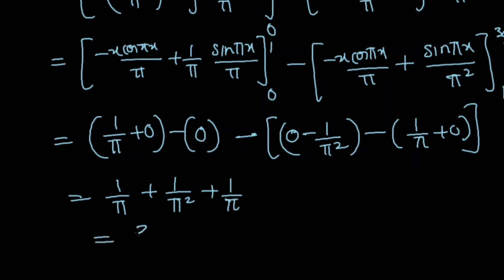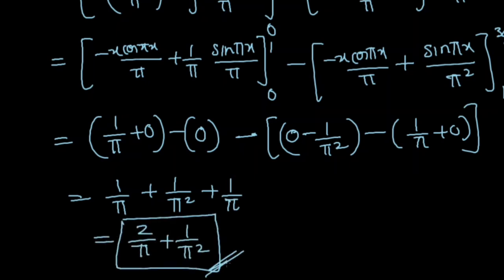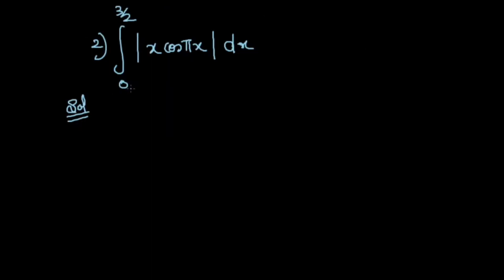So 1 by pi plus 1 by pi is 2 by pi, plus 1 by pi square is the solution. This is the solution, that's it. Here we have the second question: integration from 0 to 3 by 2 of modulus of x cos pi x dx.